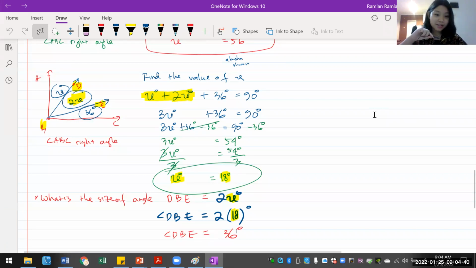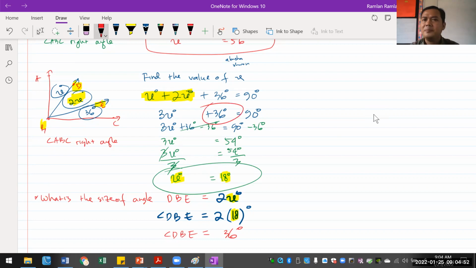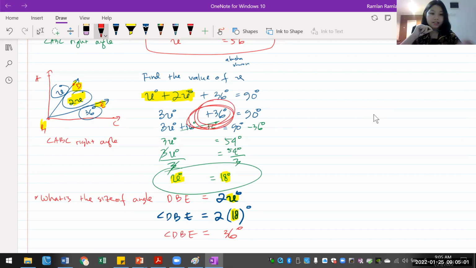Just now when you were doing the first one, it was 3x plus 36 degrees minus 36 degrees. Can you explain that? Because I don't understand. This one? Yeah, it's like minus 36 and then you add 36.